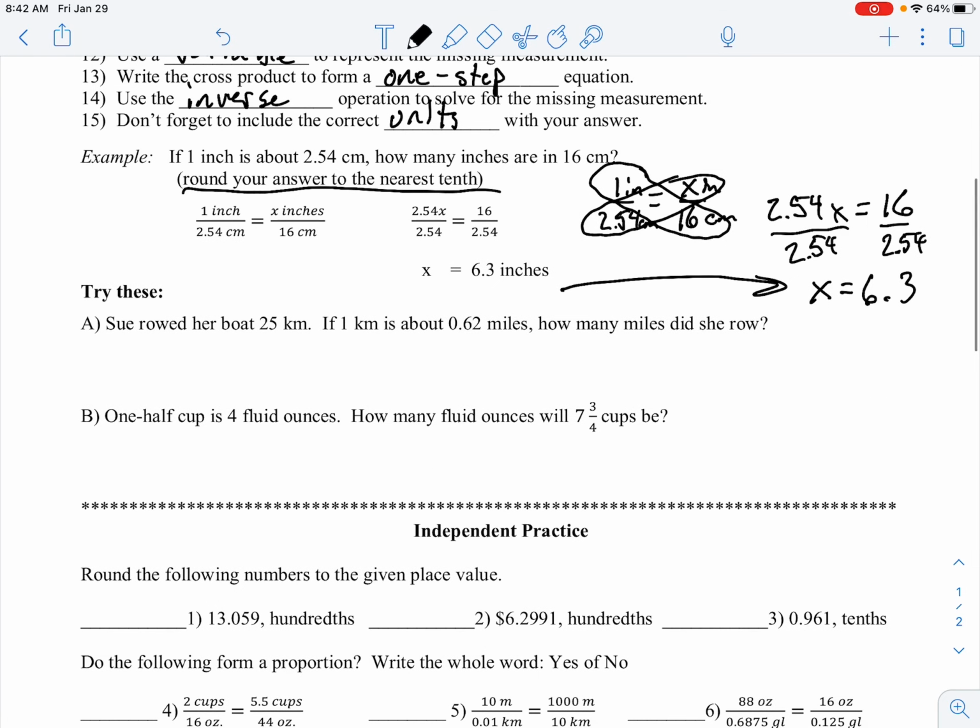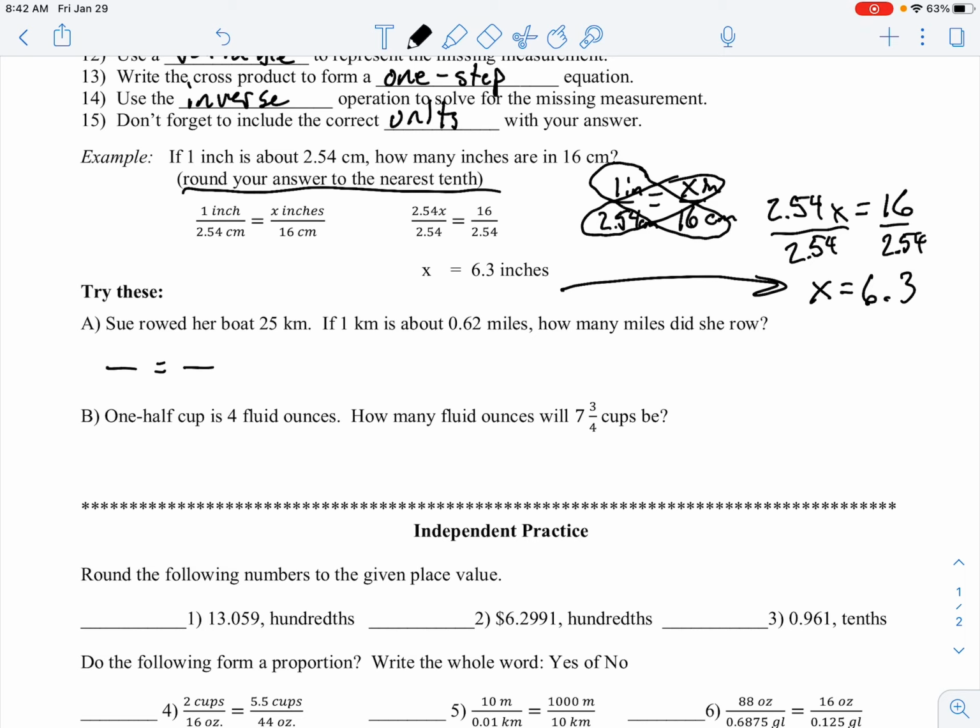So we're going to work a couple of these on our own here right now. So remember, step 1, write 2 ratios. So I will write those 2 ratios here. So Sue rowed her boat 25 kilometers. If 1 kilometer is about 0.62 miles, how many miles did she row?